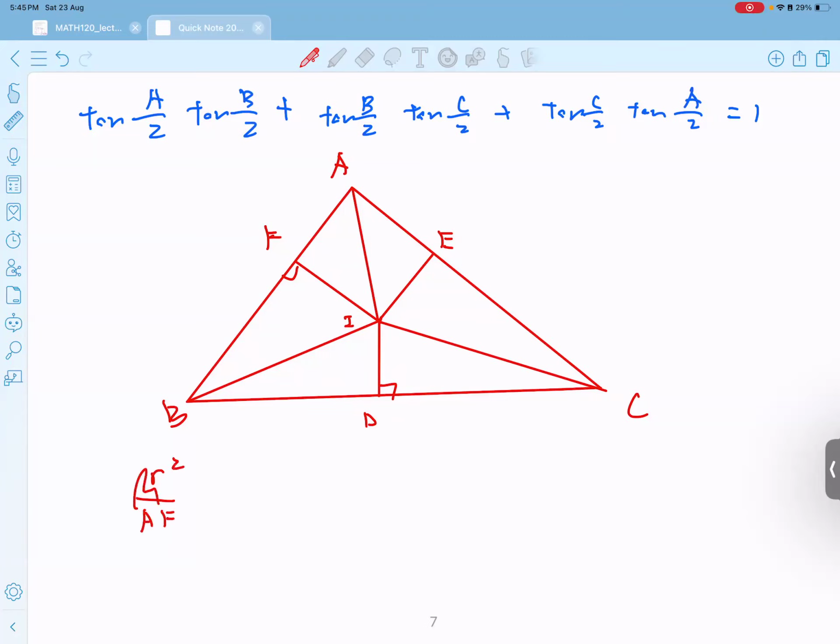And then you have a cyclic conversion. So FA over FB, B over 2, that would be BD, right? Yeah, that would be BD and DC, and you have r over EC times r over EA. And then take the r out, and you'll have 1 over FA times FB plus 1 over DB times DC plus 1 over EC times EA.